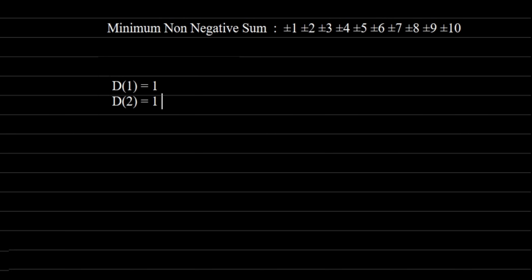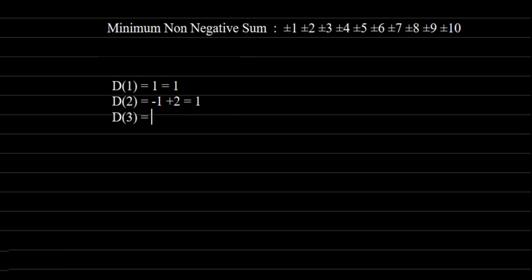We have the numbers 1 and 2. If we place a minus sign before 2, then the sum would be negative irrespective of the sign in front of 1. So the sign here has to be a plus, and to minimize the sum we need to place a minus sign here. You can check the other combinations as well by brute force, but you'll quickly figure out that this is the minimum value for d of 2. Let me write down the values in front of them.